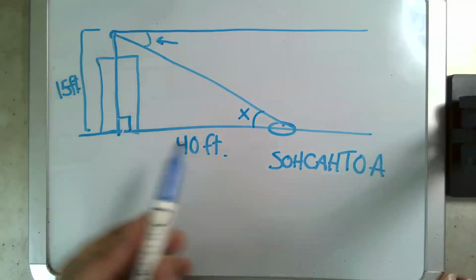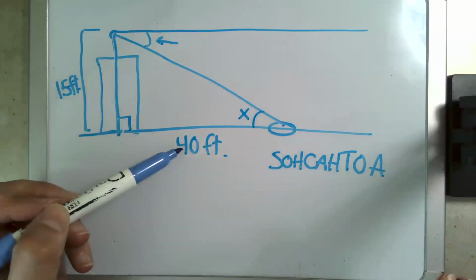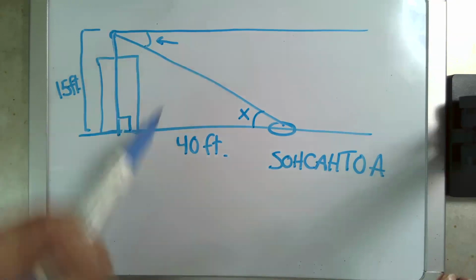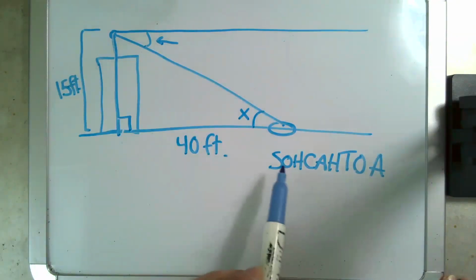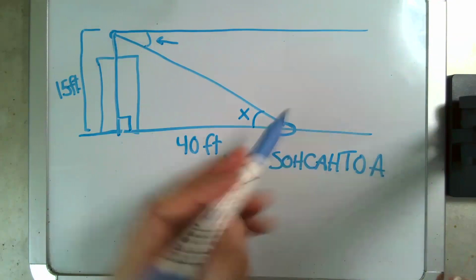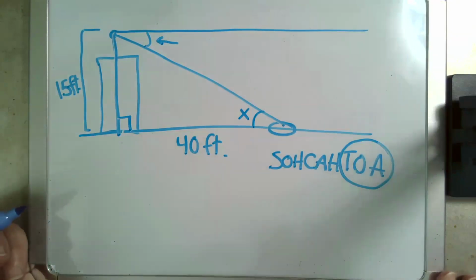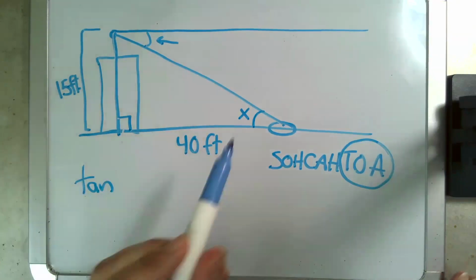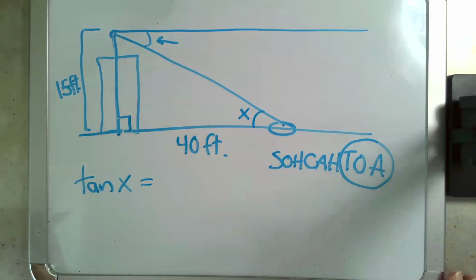So I ask myself, in relation to my angle, what's my 15? What's my 40? Well, again, my hypotenuse is there. So that makes my 15 my opposite. So that's tangent or sine. Makes my 40 my adjacent. Once again, I'm using tangent. So I set it up as follows. Tangent, well, this time my angle measure is my variable. So tangent of x equals opposite over adjacent, 15 over 40.